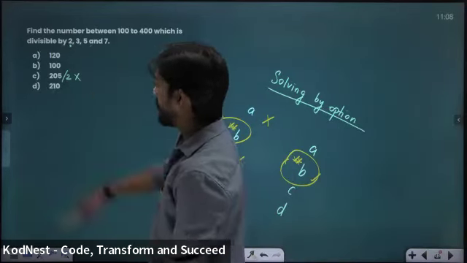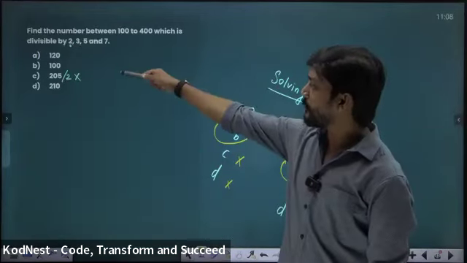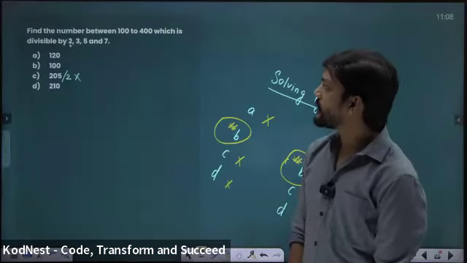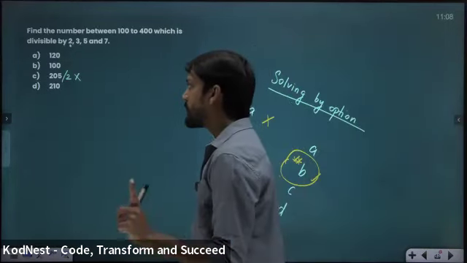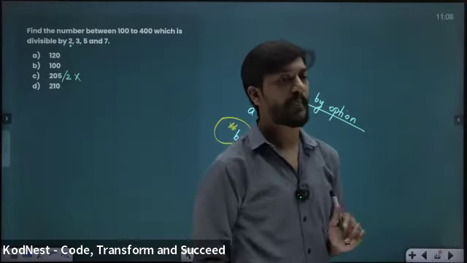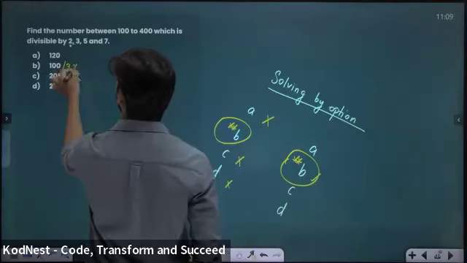C option removed. One option is removed. It is not right, because it is not divisible by 2. Question saying divisible by 2. It is not. Now answer: which option is not divisible by 3? B option. Okay. B option removed.